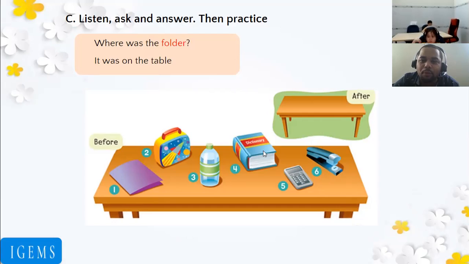And number four, what's number four? Number four is a dictionary. Okay. Number five, calculator. Okay. Number six, number six is stapler. Paper.